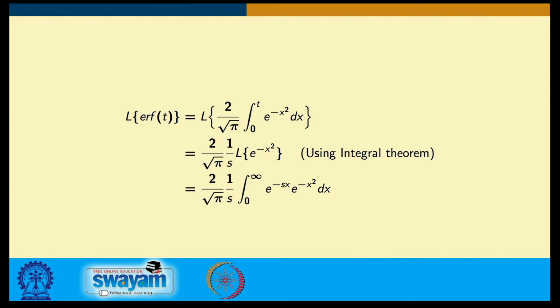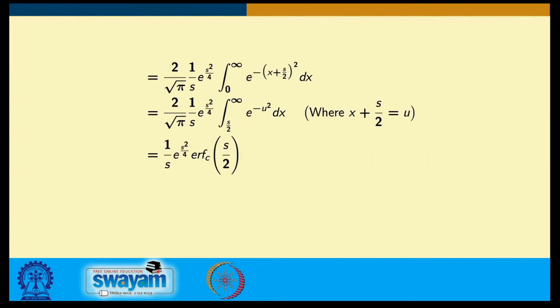So, whatever we are saying, the Laplace transform of ERF of t is the Laplace transform of 2 by root pi into this one. From here I am obtaining 2 by root pi, 1 by s, integral 0 to infinity of e power minus s x minus s square. This I am writing in this form, which is nothing but s by 2 to infinity, and this equals 1 by s e power s square by 4 into the complementary error function of s by 2. So, the Laplace transform of ERF of t can be written in terms of the complementary error function, which is in terms of s by 2.